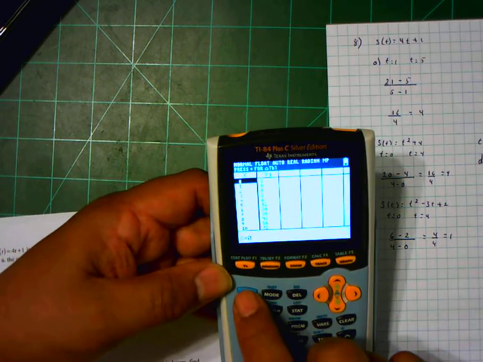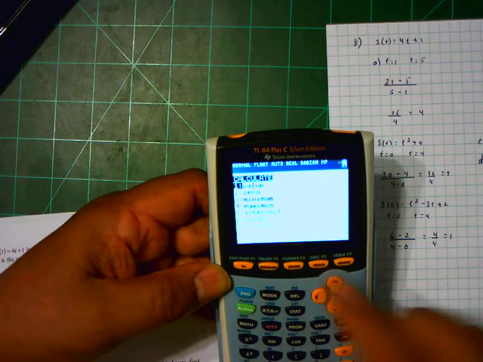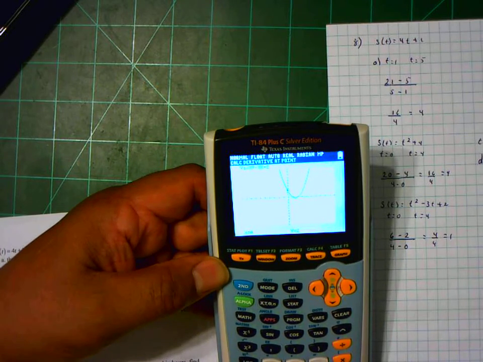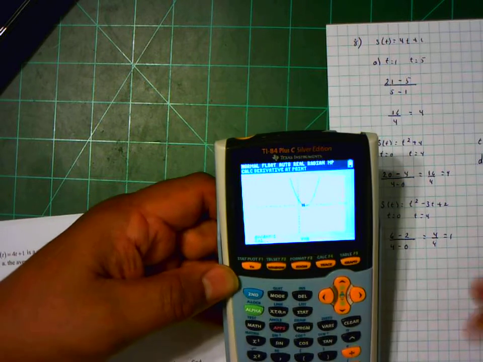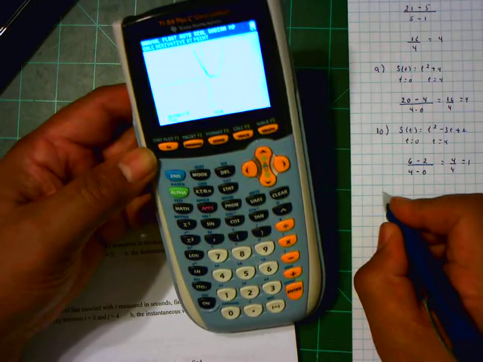Now, I need to find the instantaneous at 1, so second trace, I want number 6, dy dx, and I'm going to put in a 1, and I see that dy dx equals negative 1. Now, dy dx is what we call a derivative, but that's the same as an instantaneous rate of change.